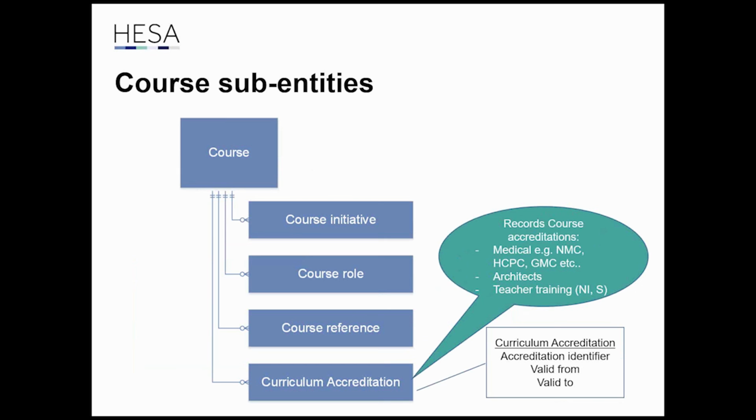Like with initiatives, accreditation does have valid from and to dates. We know that courses can gain and lose accreditation. So rather than having to create a new course, providers could use the valid from and to dates to indicate the period that accreditation is valid.